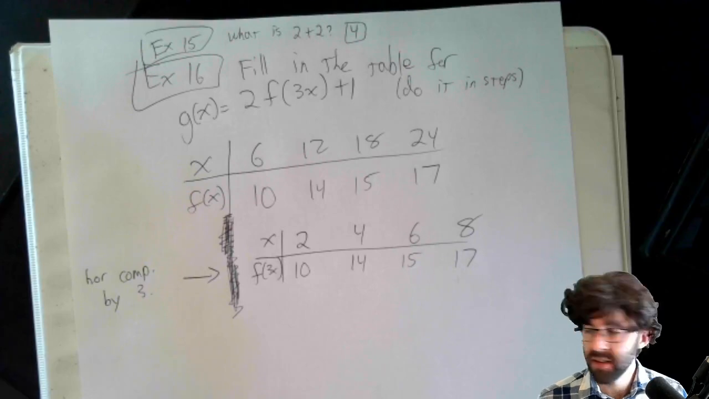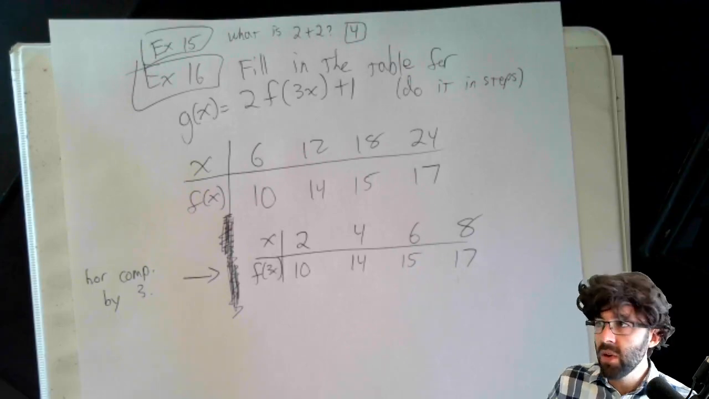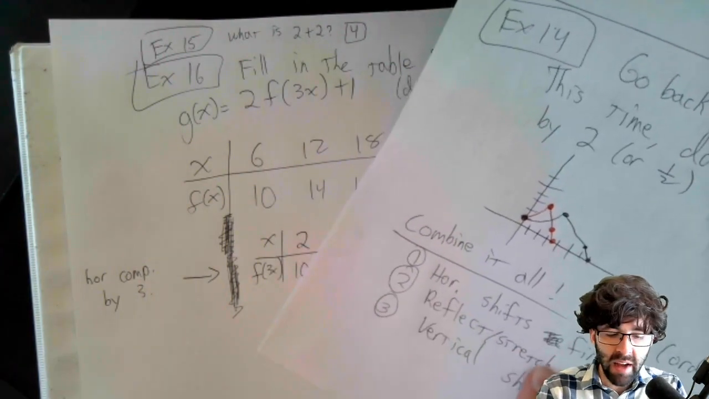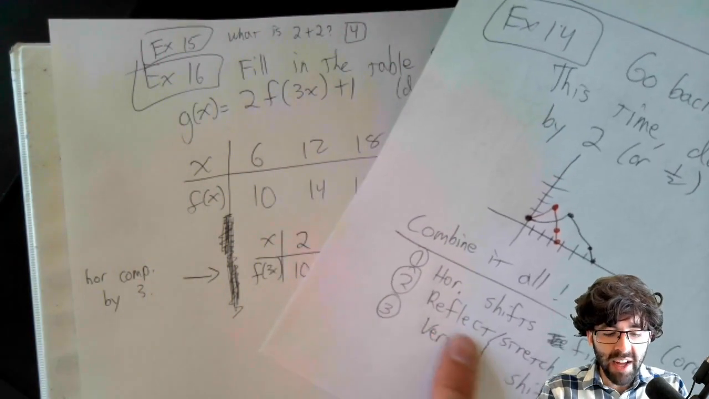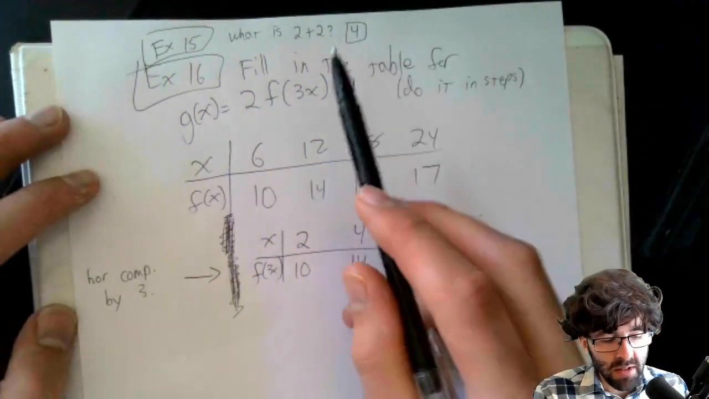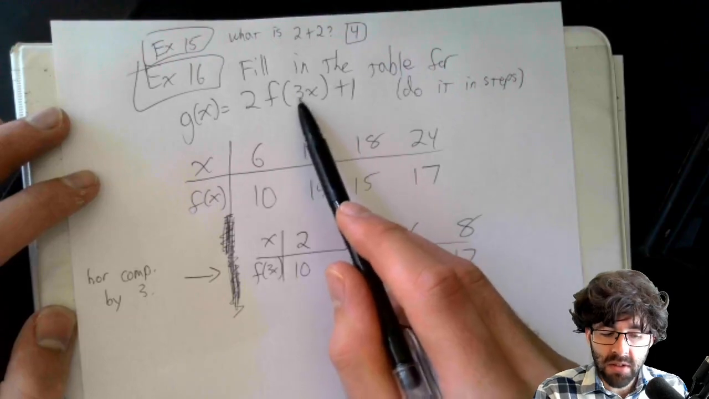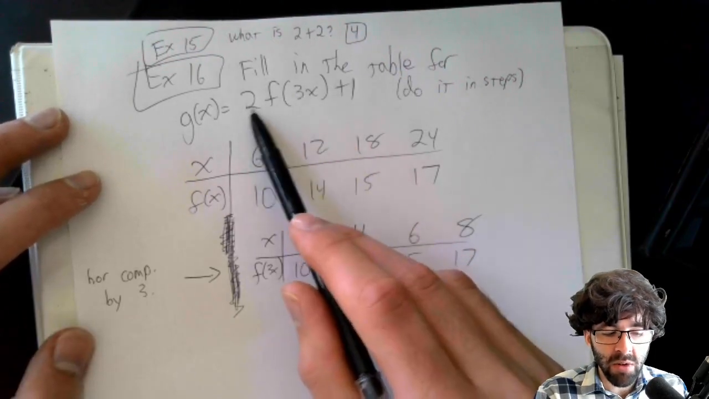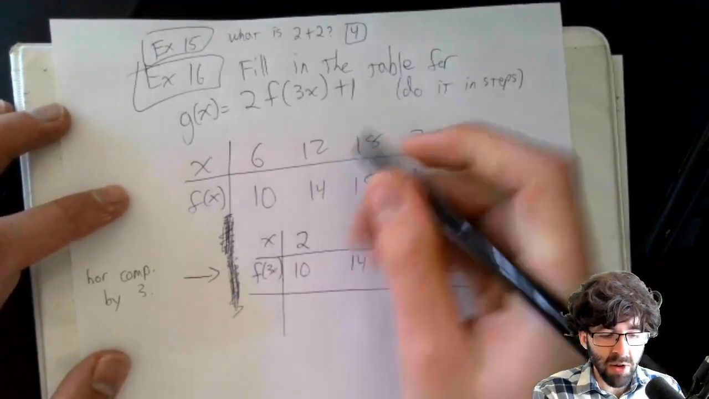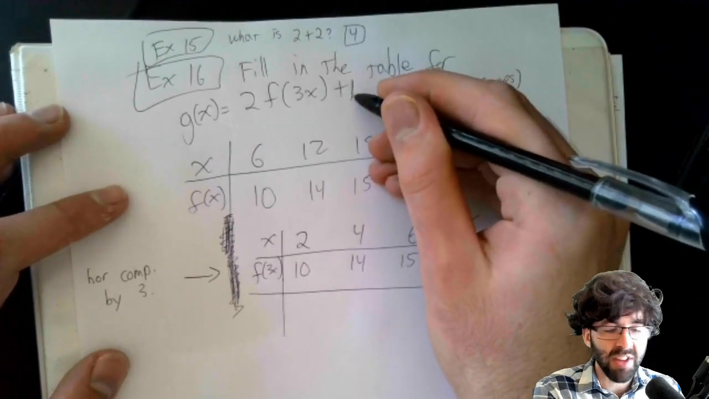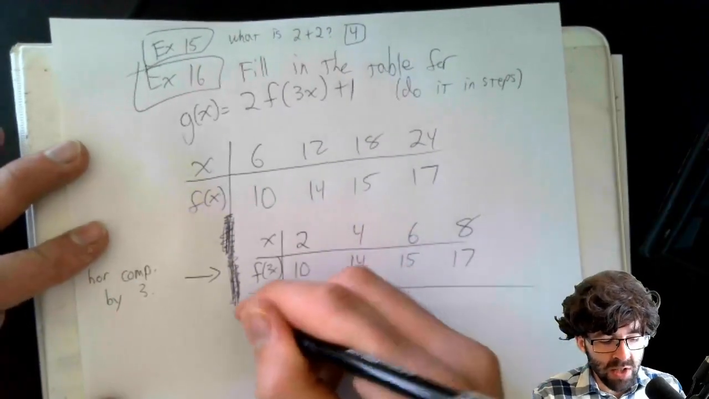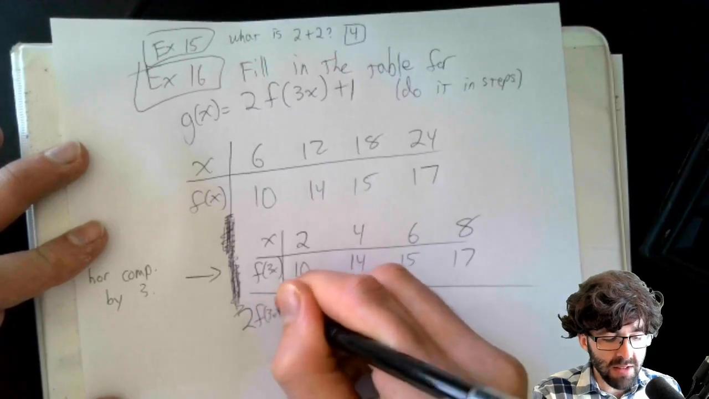Let's do the next one. Again, what was our order? Horizontal shifts first? We didn't have any of those. Reflecting and stretching. We need to do all the reflecting and stretching possible. So we did the horizontal compression. Now we need to do the vertical stretching. So the next row in our column has to be the vertical. We can't do this one yet. This is a vertical shift. That's got to be last. Vertical shifts always last. So we're going to do the vertical stretching. Let's look at 2 times f of 3x.